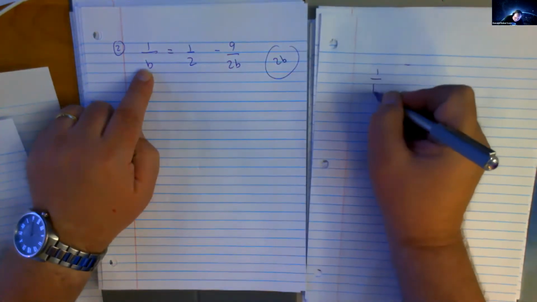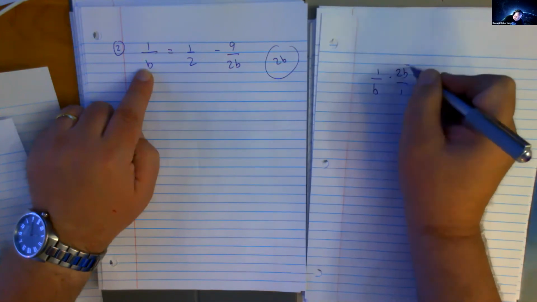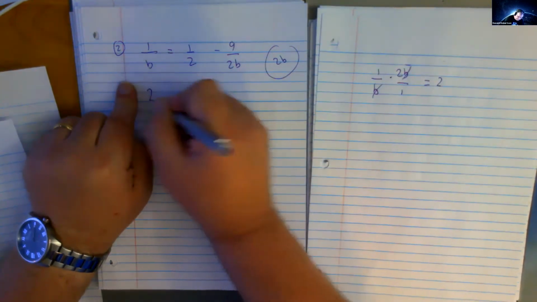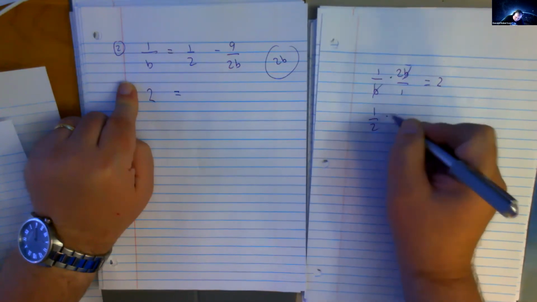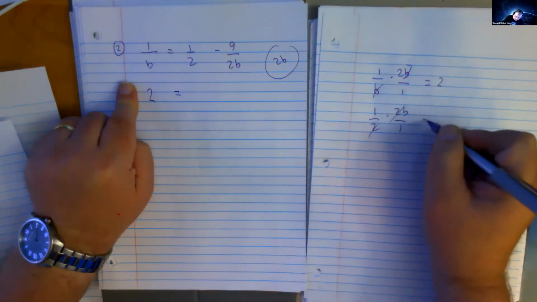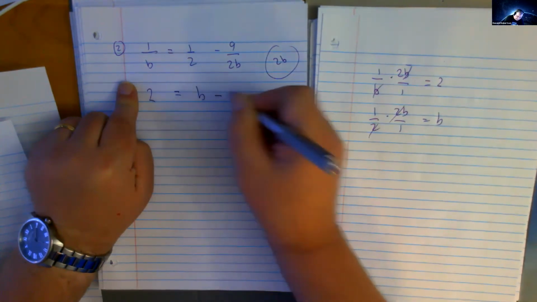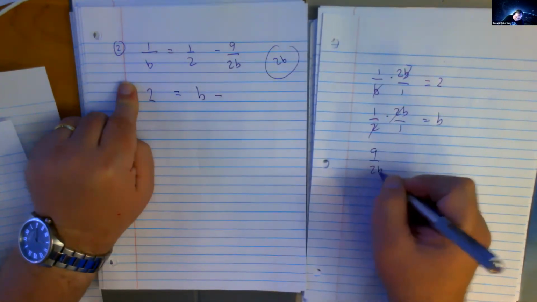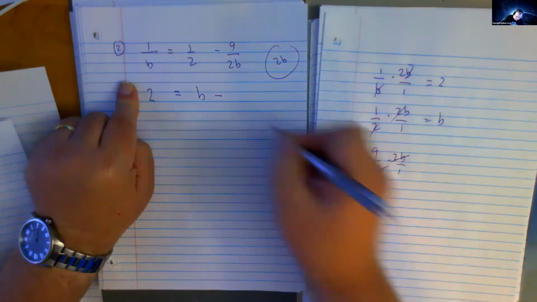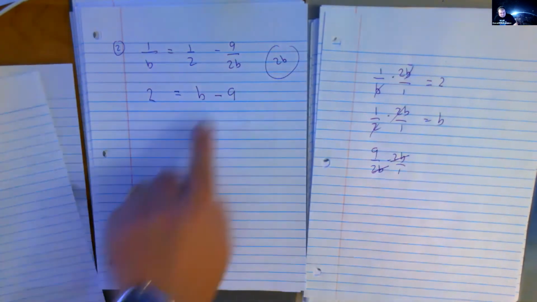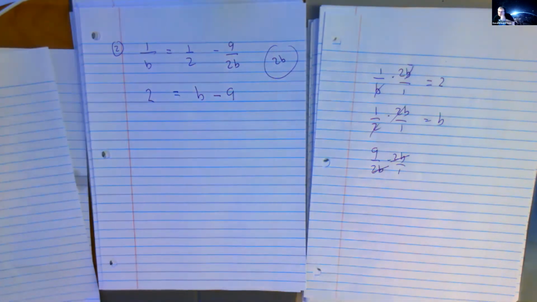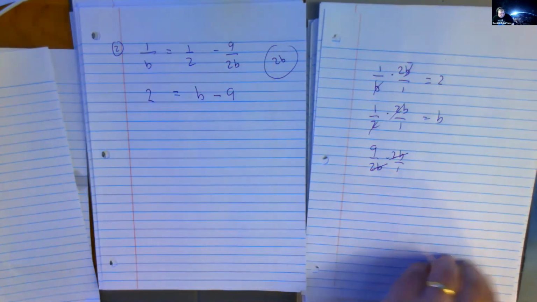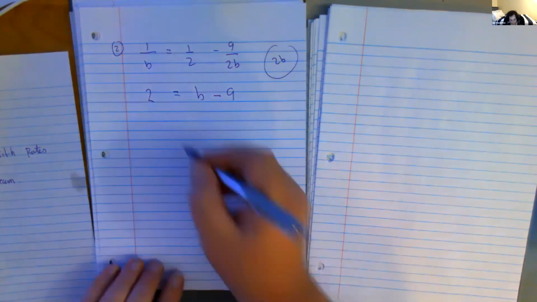If you multiply 1 over b with 2b, you get 2. If you multiply a half by 2b, you get b. If you multiply 9 over 2b by 2b, you get 9. Do you see how that horrible equation has now turned into a really nice, pretty simple equation? What would I need to do just to finish this guy off? Add 9. Yep, just add 9. And there's your answer.